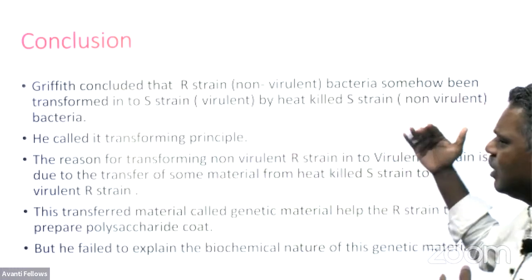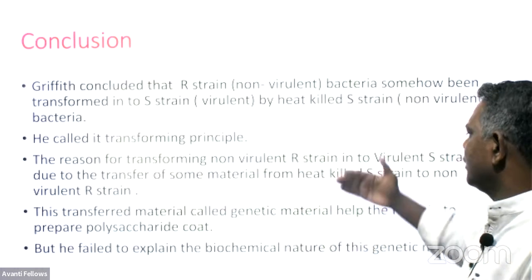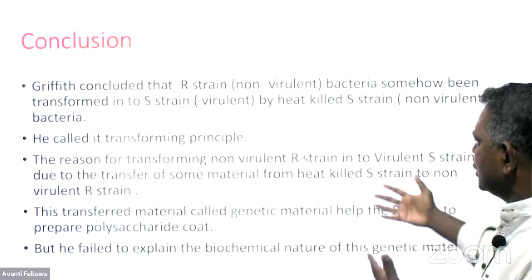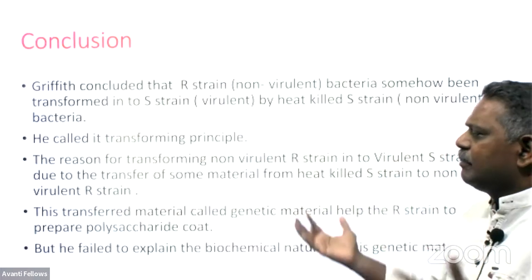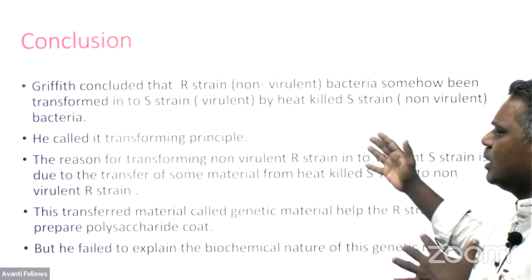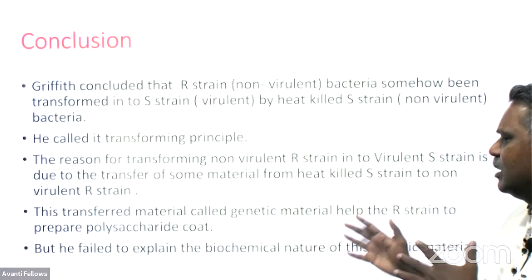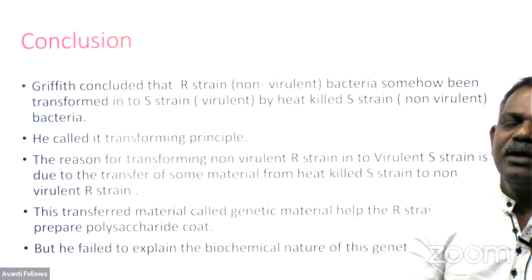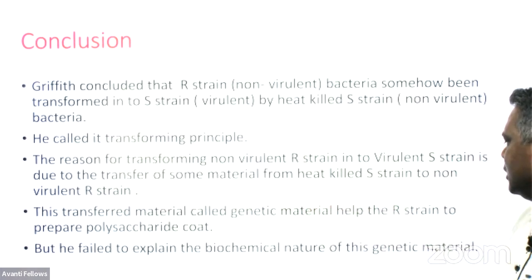The reason for the transformation of the non-virulent R strain into a virulent S strain is the transfer of some material from the heat-killed S strain to the R strain. Whenever they are mixed, the S strain is heat-killed only, but some material present in it is transferred to the non-virulent R strain, and that converts the R strain into the S strain. This transferred material he called the genetic material: the material transferred from the heat-killed S strain to the R strain that helps it transform from R strain to S strain.